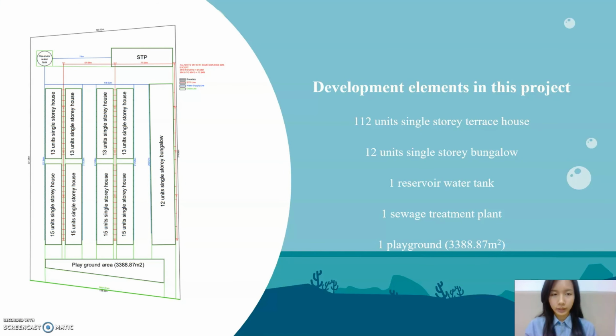So these are the development elements in the project, which are 112 units of single-story terrace house, 12 units of single-story bungalow, 1 reservoir water tank, 1 sewage treatment plant, and also 1 playground area.